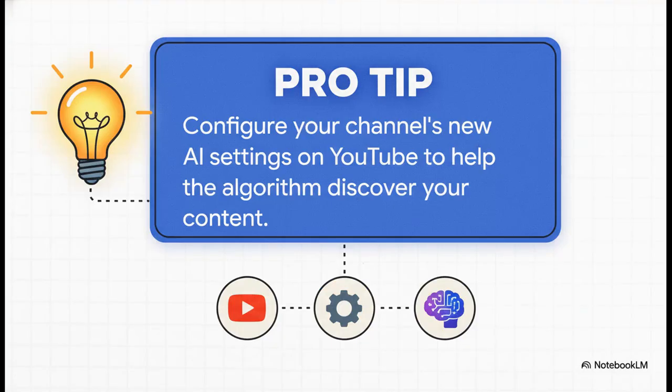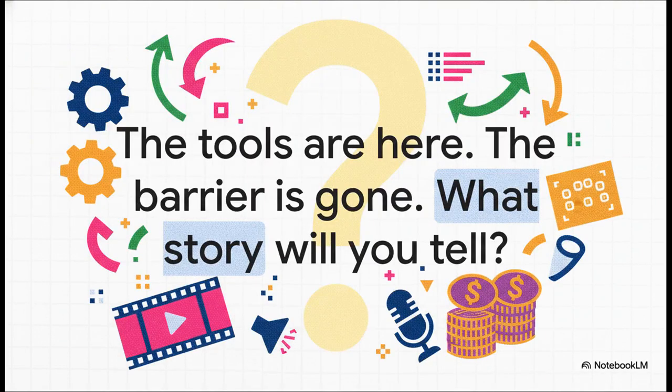And before you race off to start creating, here is one last pro tip from the source. When you upload your new AI videos, make sure you go into your YouTube settings and properly label them. There's a new setting for this, and telling YouTube it's AI assisted helps their algorithm show it to the right people.